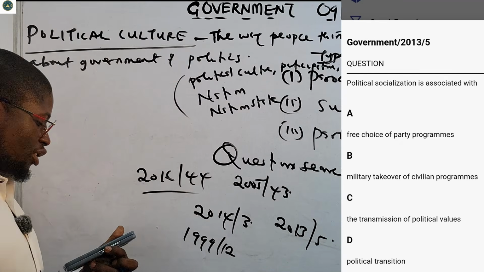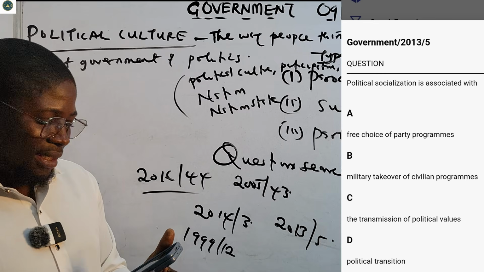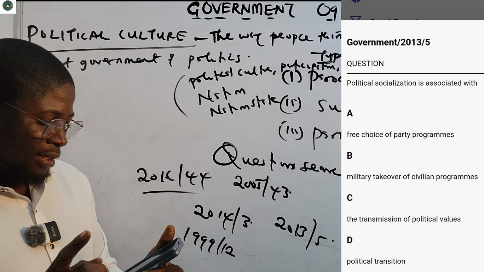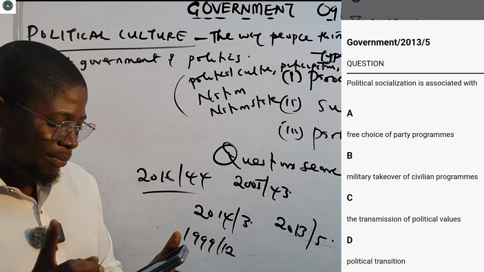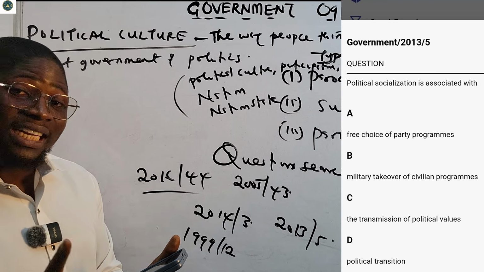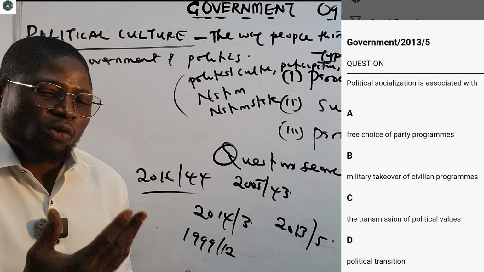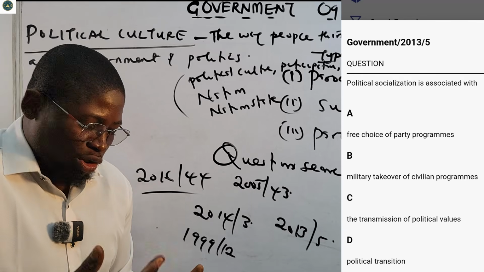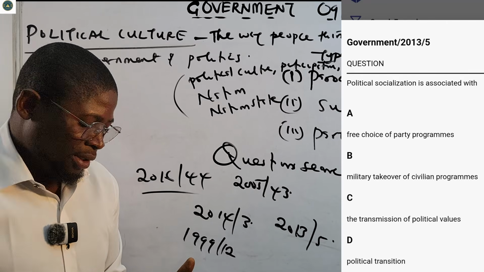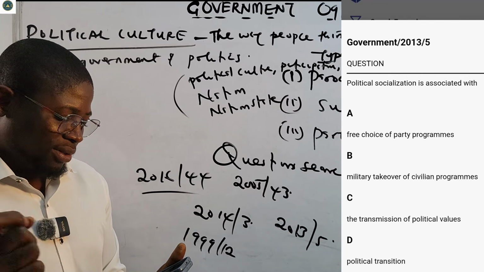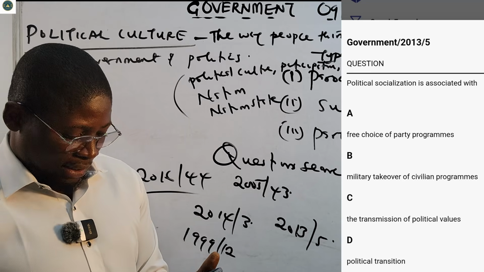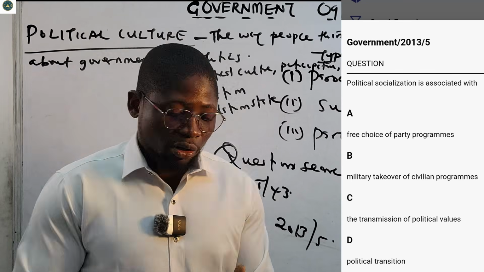The last one I'm going to look at here, 2013, number 5. They say political socialization is associated with: A, free choice of party programs; B, military takeover of civilian programs; C, the transmission of political values. That is what socialization is. You transmit political culture from one generation to another. This transmission of political values or culture is what political socialization is. Option C is correct. Political transition is very wrong.